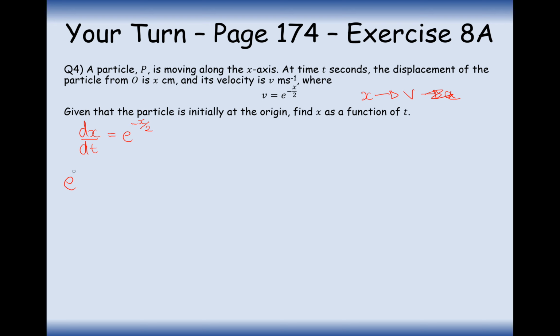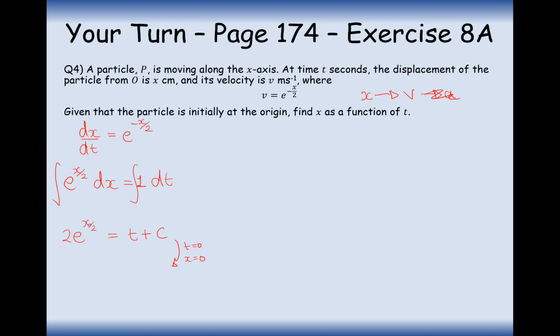So I'm going to multiply by e to the x over 2 onto the left hand side, leave dx where it is, and multiply by dt up onto the right hand side, effectively leaving behind a 1. Then we can integrate both sides just like that, and then on the left hand side it's going to be 2e to the x over 2 equals t plus c. Now at this point I'm going to work out c because it looks simpler, and then I'll rearrange it to get x equals. So it says given that the particle initially is at the origin, so that means when t equals 0, x equals 0.